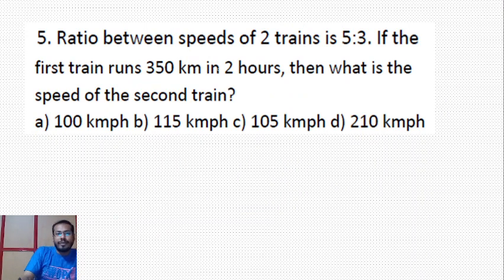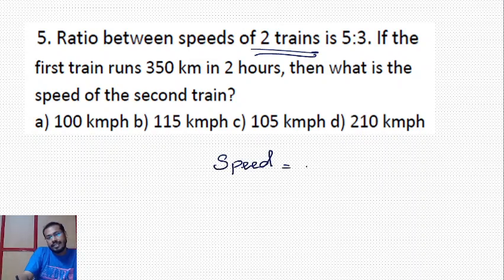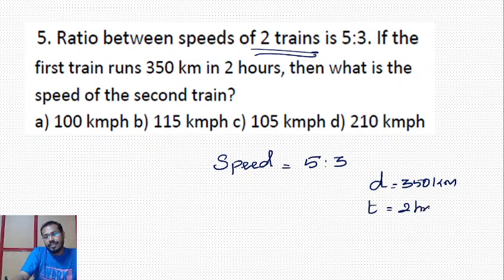The ratio between the speeds of two trains is 5:3. Look at this. The speed of the trains is 5:3. If the distance of the first train is 350 kilometers and time is equal to 2 hours, okay, this is for train 1. So then what is the speed of the second train? I need to find the first train speed first.